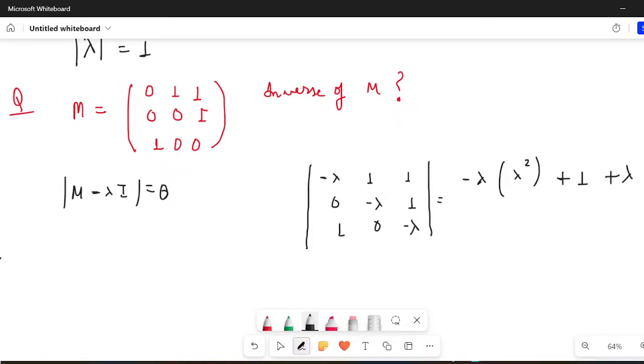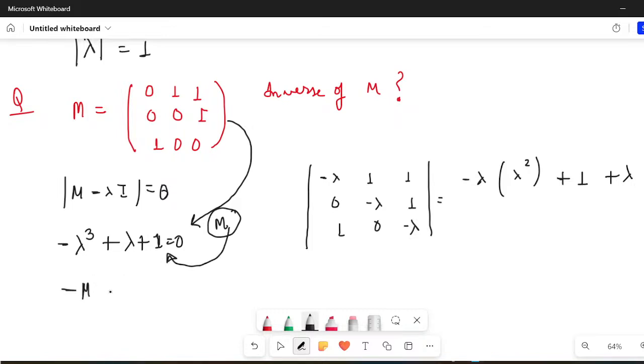Okay, so the characteristic polynomial would be minus lambda cubed plus lambda plus 1 equal to 0. Now I know that in my characteristic polynomial I can replace lambda with M, because the Cayley-Hamilton theorem says that a matrix satisfies its characteristic polynomial. So if I use this, I'll get minus M cubed plus M plus identity is equal to 0.